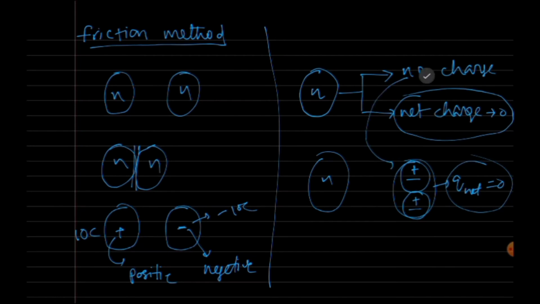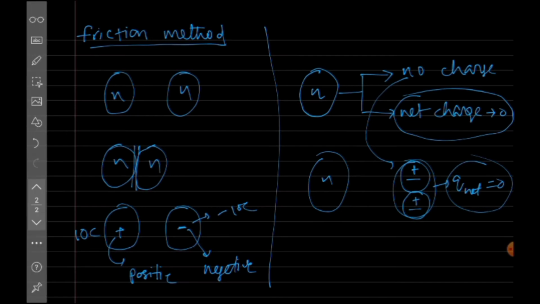So that is why it is always correct to interpret my statement, that a neutral object means net charge is zero. Now let us go to the next method, that is conduction method.